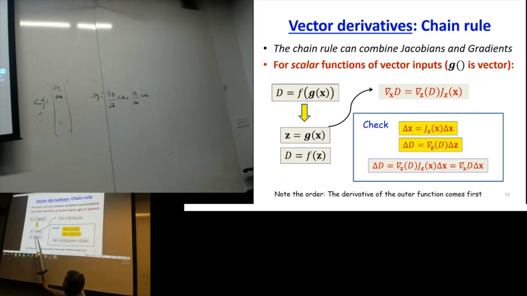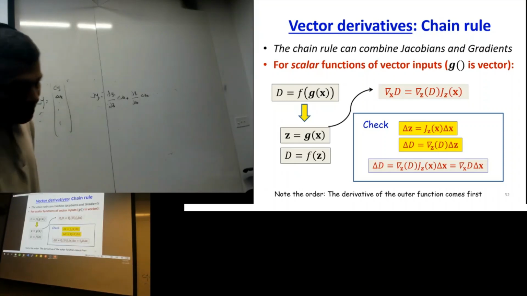If I write z equals g of x, d equals f of z, then from our derivative relationships, we know that delta d is going to be the derivative of d with respect to z times delta z. But delta z, again, is going to be the Jacobian of z with respect to x times delta x. Plugging in the delta z value over here, you end up with this relation, which says that delta d is going to be the derivative of d with respect to z times the Jacobian of z with respect to x times delta x. So this term over here ends up being the derivative of d with respect to x.